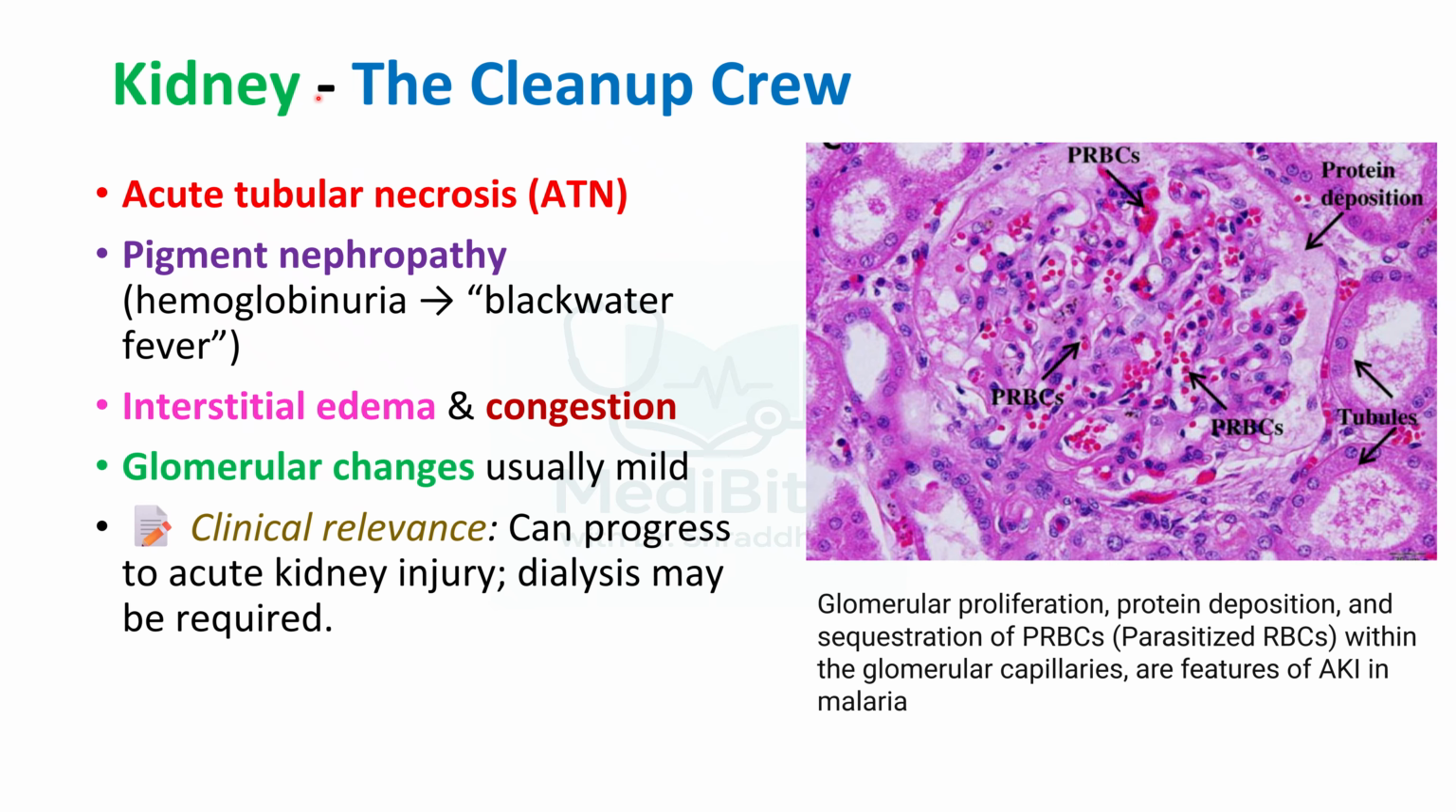Next in line is the kidney, which is the cleanup crew. Here we see acute tubular necrosis from hemolysis. Hemoglobin gets dumped into the kidney, which causes pigment nephropathy and that famous blackwater fever. There is also interstitial edema and congestion. Clinically, this can lead to acute kidney injury, sometimes needing dialysis.